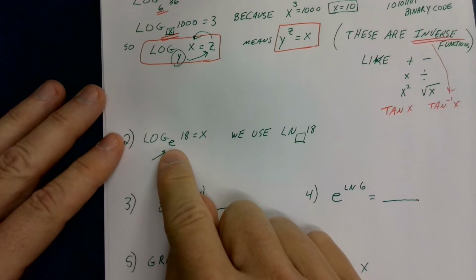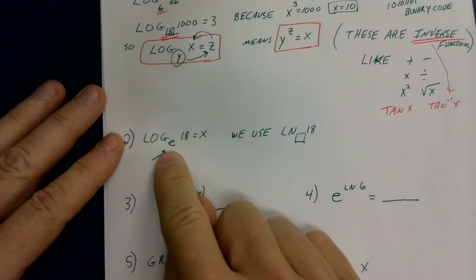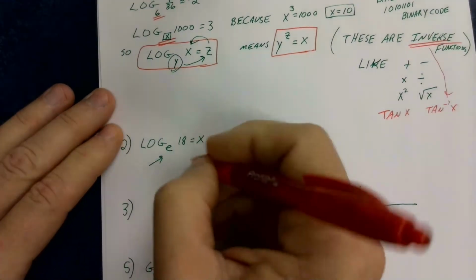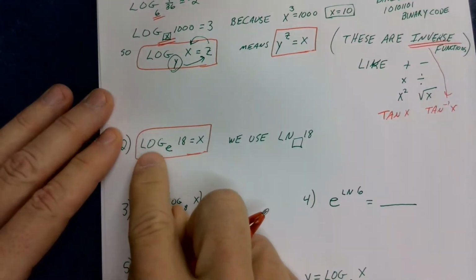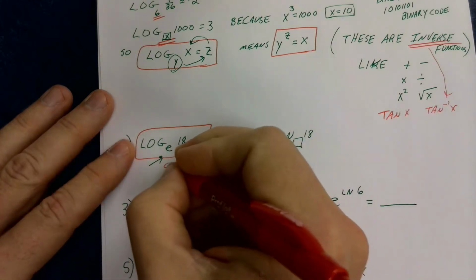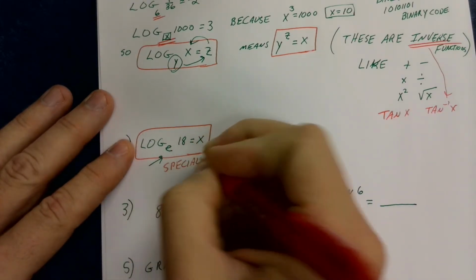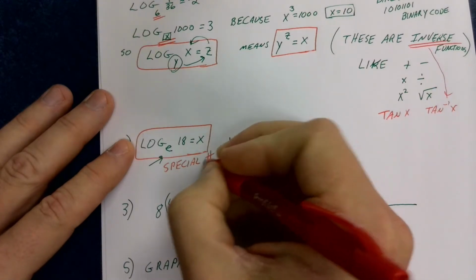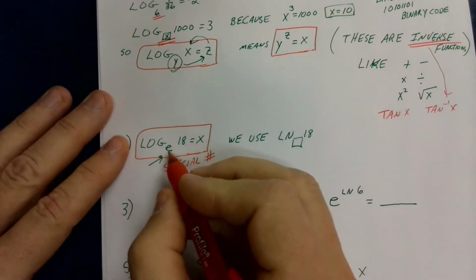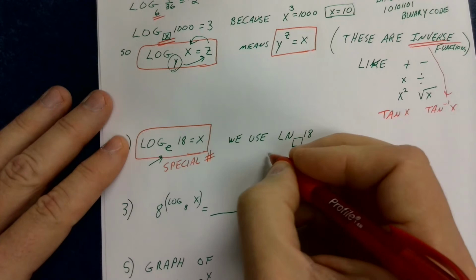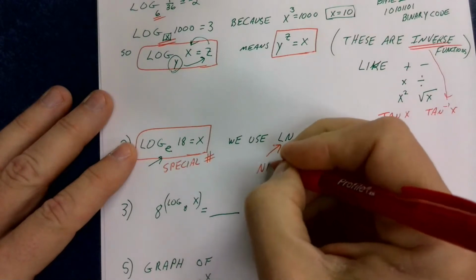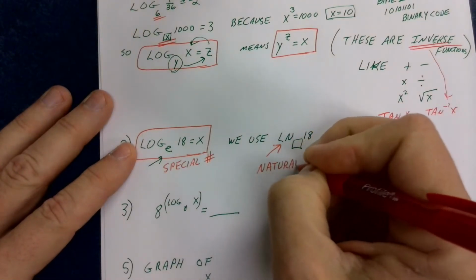So what happens when I have the log of a number with a special base? Oh, e, that's the thing that we talked about before. We don't ever write a log with a base of e, because e is that special number that occurs in compounded situations, things that happen continuously. So instead of writing a log base e, we use a special logarithm called ln, which stands for natural log.